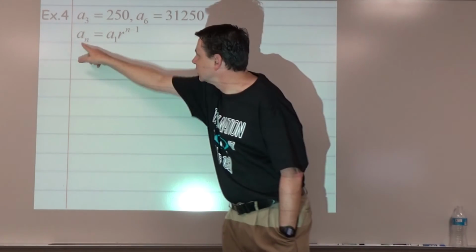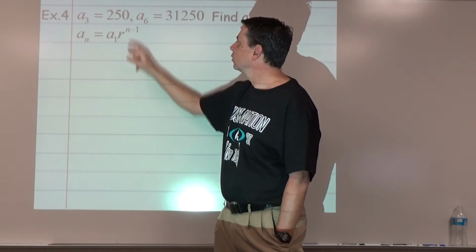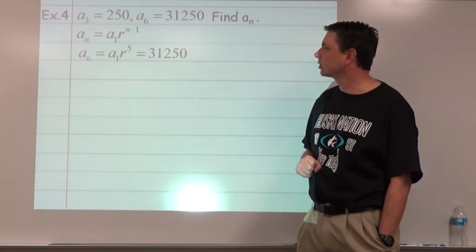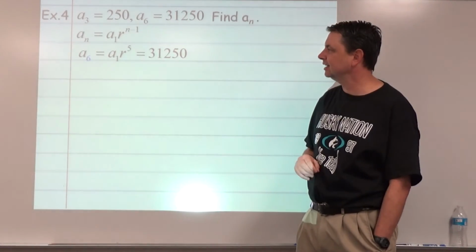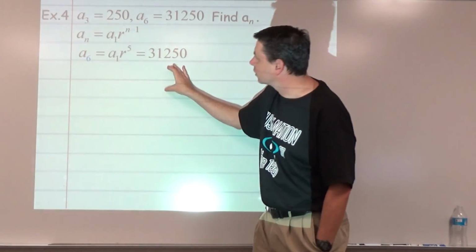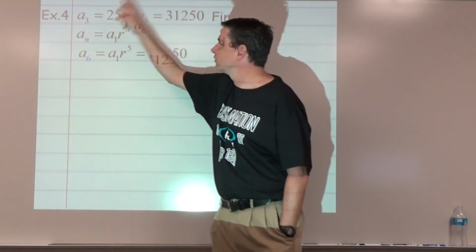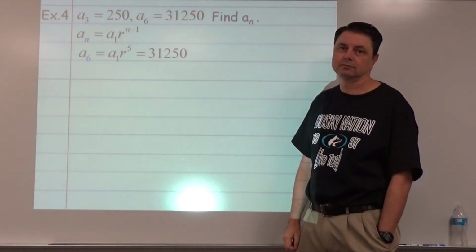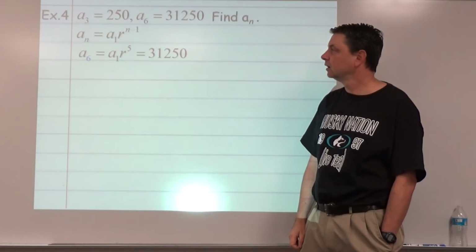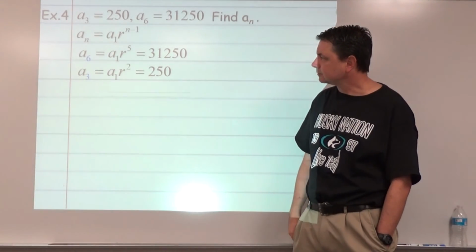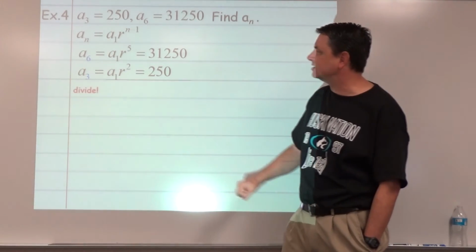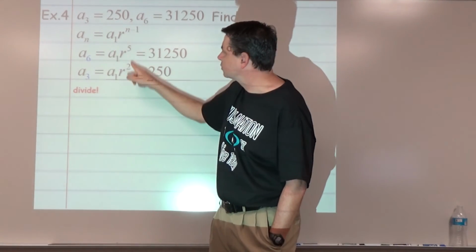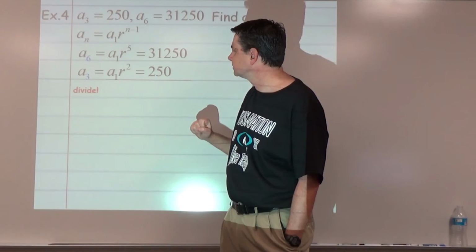So we're going to do a sub 6 first, where n is 6, and we get 31,250. Underneath that, write an equation for that one. Pause until you have it. You should have come up with a sub 3 is equal to a sub 1 r squared, because n minus 1, 3 minus 1 is 2 for our exponent.